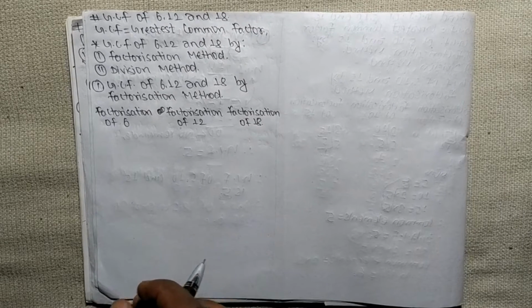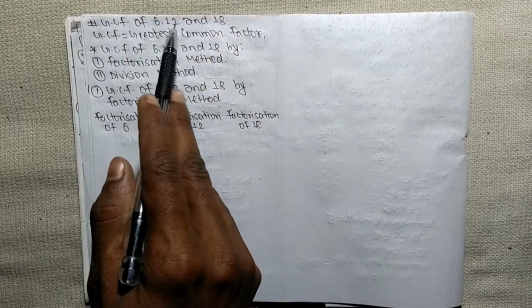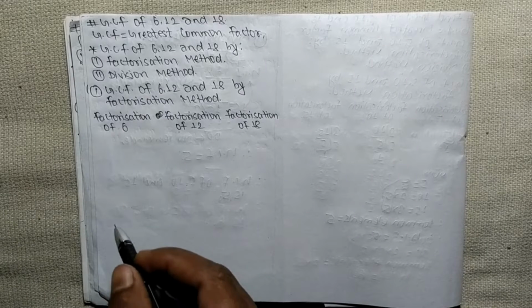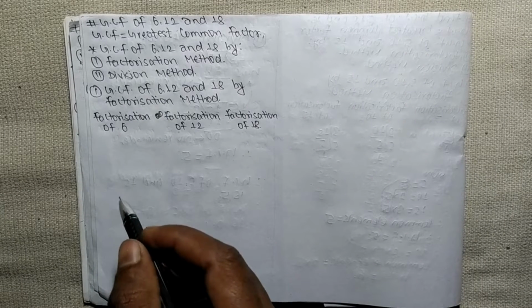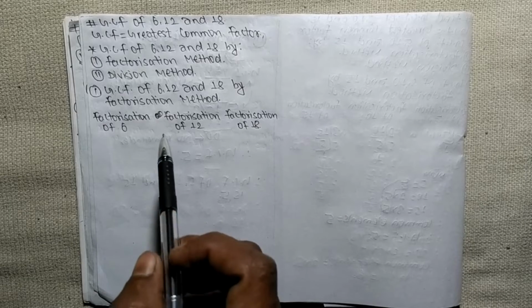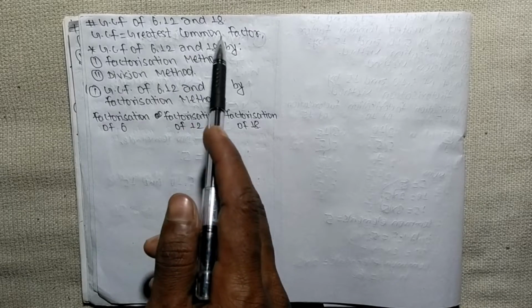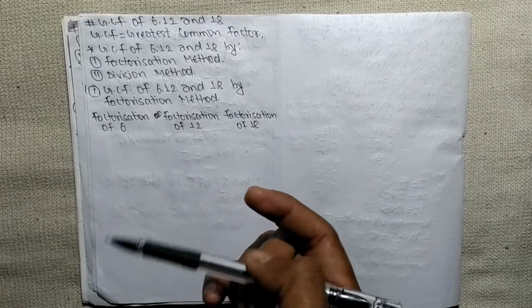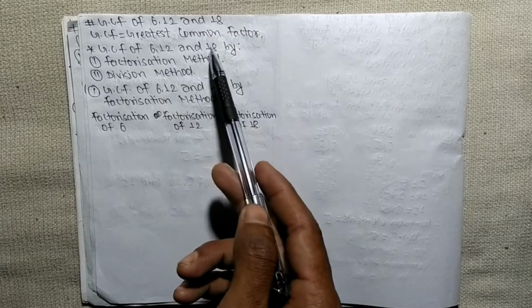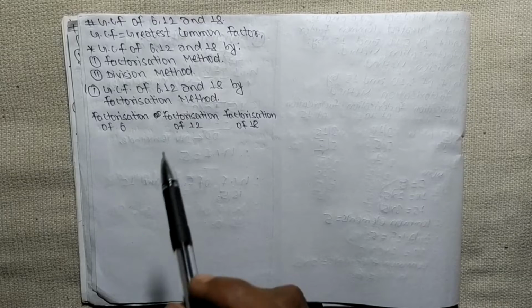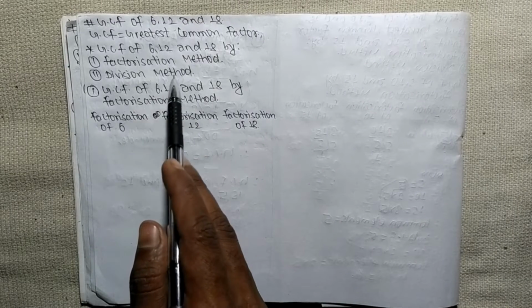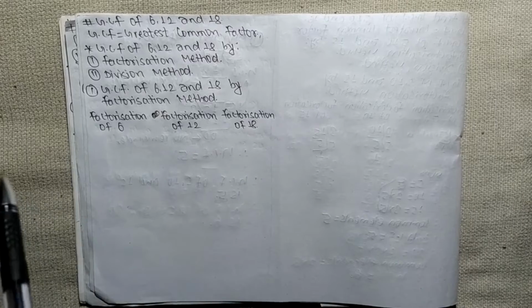So today in this video we shall learn how to find the GCF of 6, 12 and 18. First of all we should know what the GCF stands for. GCF stands for greatest common factor. And today we shall learn to find the GCF of 6, 12 and 18 by two methods. First one by factorization method and second one by division method.